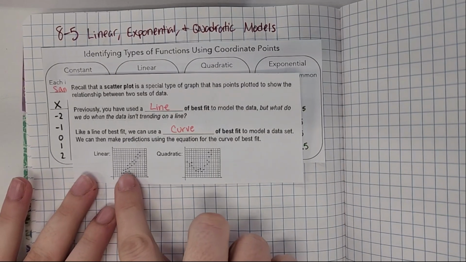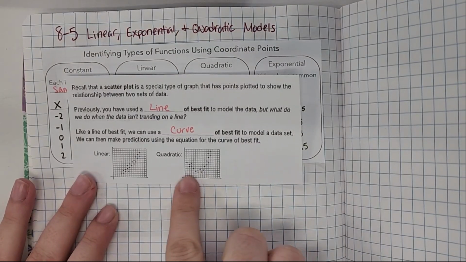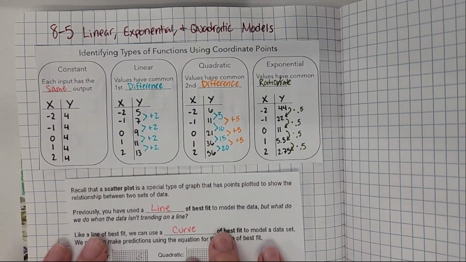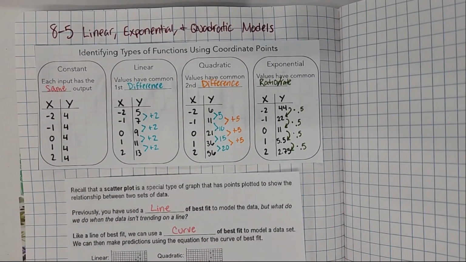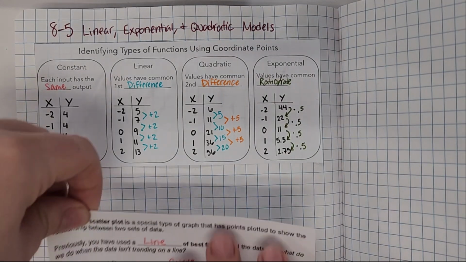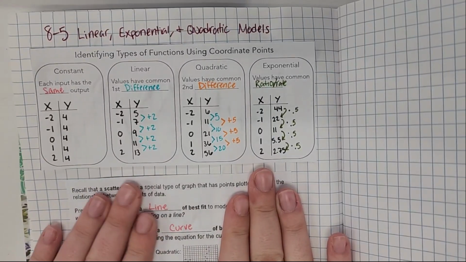So here's an example of a linear scatter plot and a quadratic scatter plot. All right, we're going to now glue that right below our identifying types of functions. And then the next thing is going to be to use the calculator.